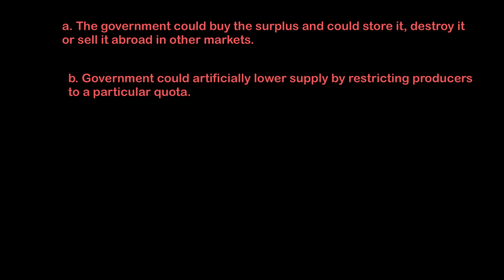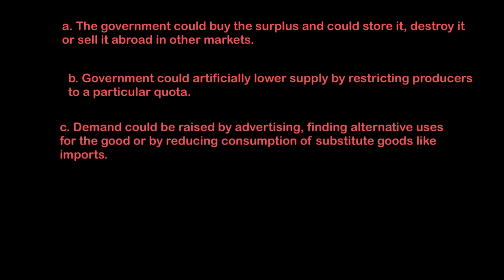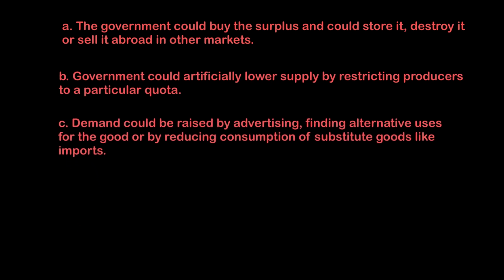The third is simply that the government can do something to raise the demand of the good. Now, how can government raise the demand of the good? Well, government can raise the demand by helping the firm in terms of advertising, in terms of finding alternatives, in terms of reducing the consumption of imported goods. Let's say if it's sugar, and let's say there's sugar also imported in the market, you basically ban that import of sugar so that the domestic market only has domestic producers.